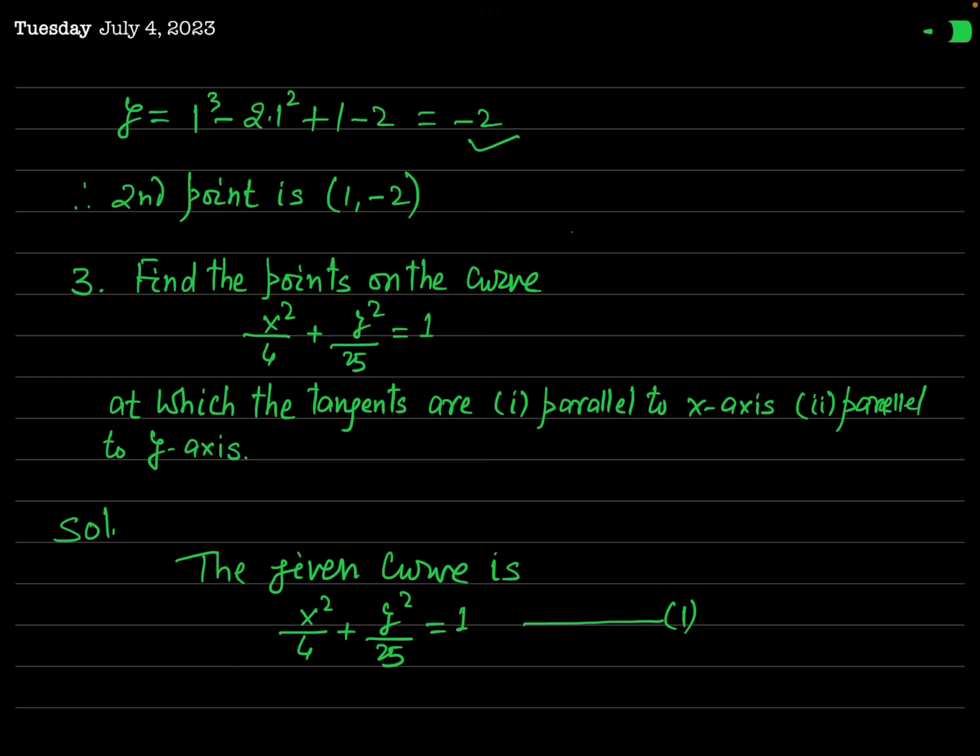So the second point where the slope of this curve will be 0 is what? At that point the x coordinate is 1 and the y coordinate is minus 2. So you can see that there are 2 points where the slope of the given curve is 0. The first point is 1 by 3 comma minus 50 by 27. At this point the slope will be 0, and the second point is (1, minus 2). At these 2 points the slope of this given curve is equal to 0.